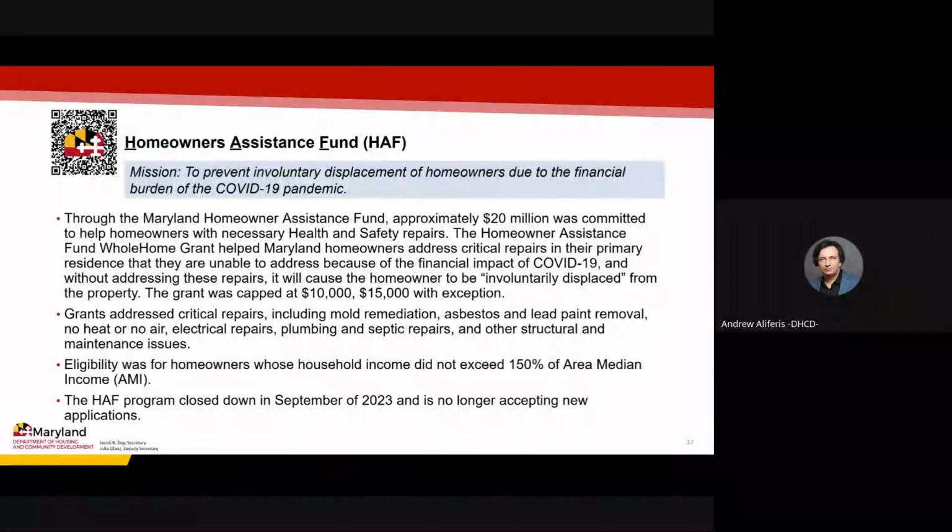Currently it's on hold, but there is a possibility that we might be getting some extra money to do about 200 additional applications. This was a grant program, so we were able to give up to $15,000 of money, which didn't have to get paid back since it was a grant, to address health and safety issues. Next slide.